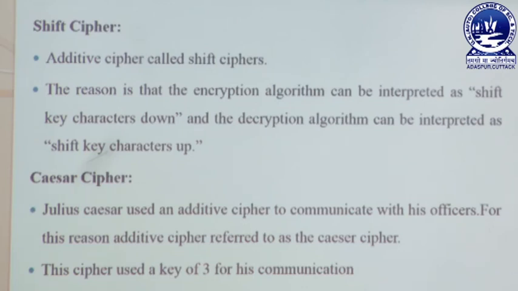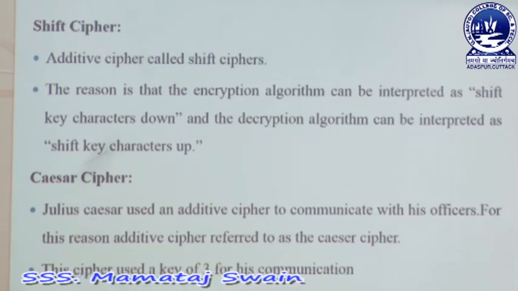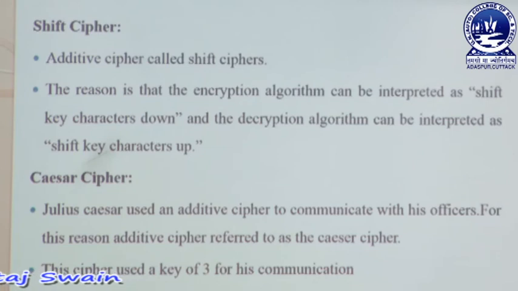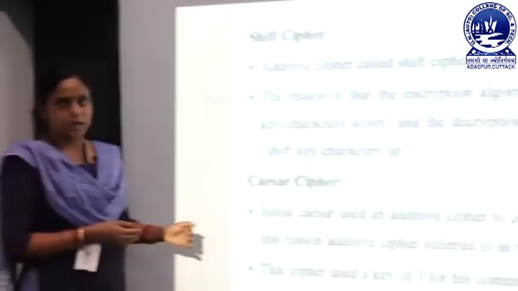This additive cipher is also called Caesar cipher. Why is it called Caesar cipher? Because Julius Caesar used this additive cipher to communicate with his officers. For this reason, this additive cipher is referred to as Caesar cipher. But in case of Caesar cipher, the key value is 3, which is fixed. That is called the Caesar cipher.